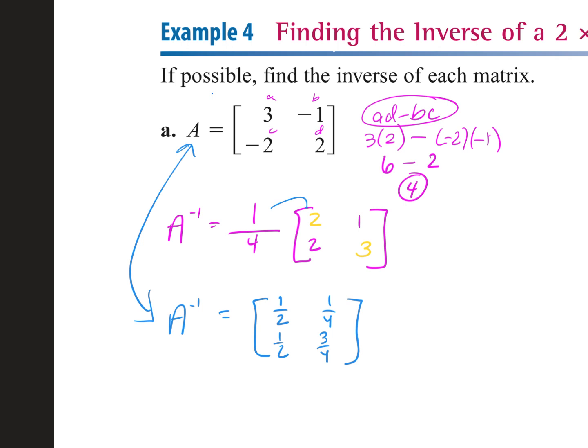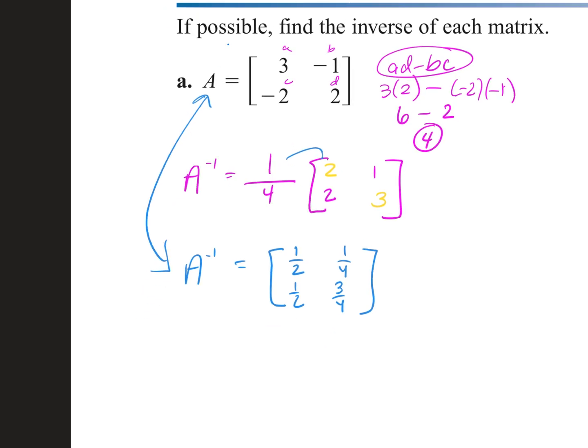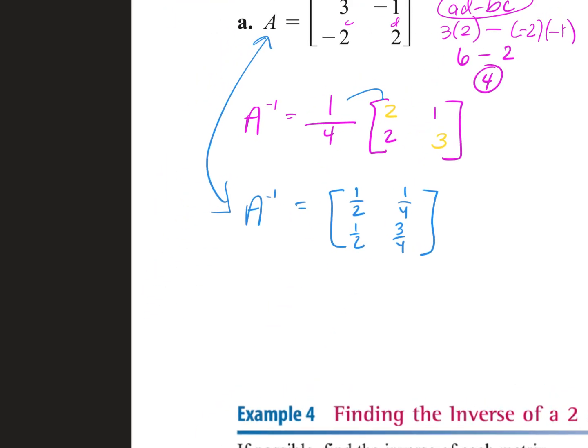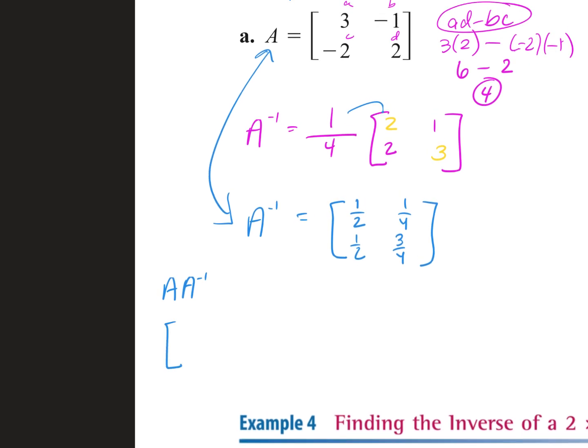No. So don't just look at it and be like, oh, there has to be something wrong. I must have done something wrong. Just because you get something that looks completely different, it does not mean that you're wrong. If we check this, let's multiply A times A negative 1. A is 3, 2, negative 1, 2, right? And then your inverse is 1/2, 1/2, 1/4, and 3/4.